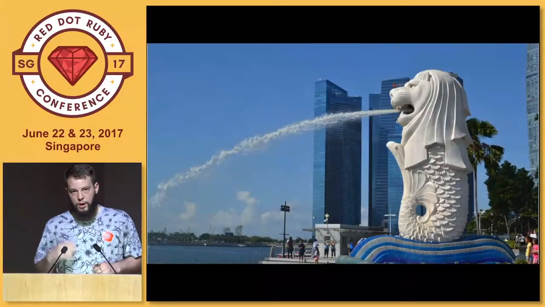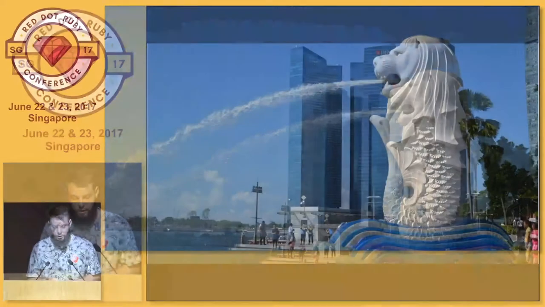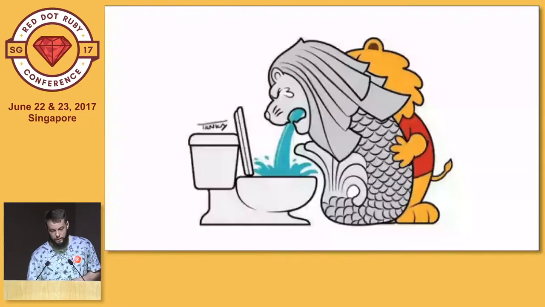Do you know what Merlion is? It's a monument in the center of the city. It's a big monument with a lion and a fish. But in Singapore, this means something else.